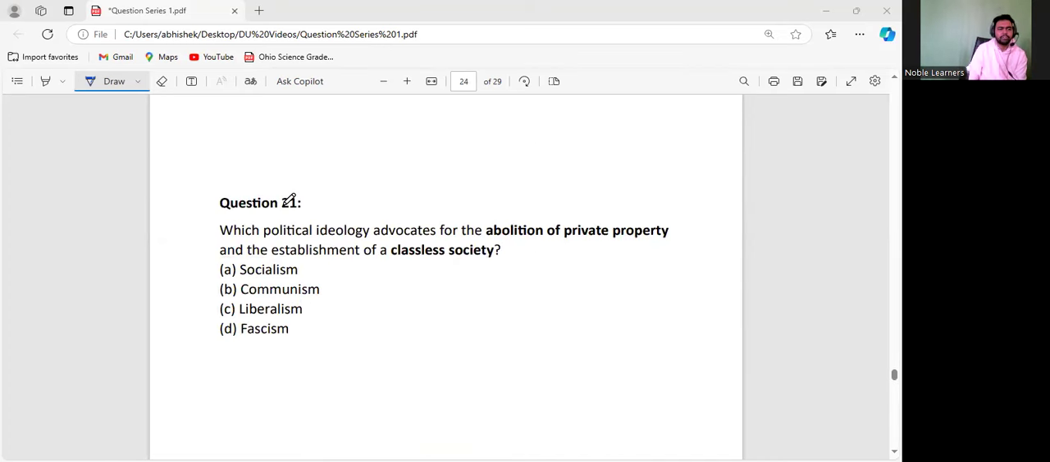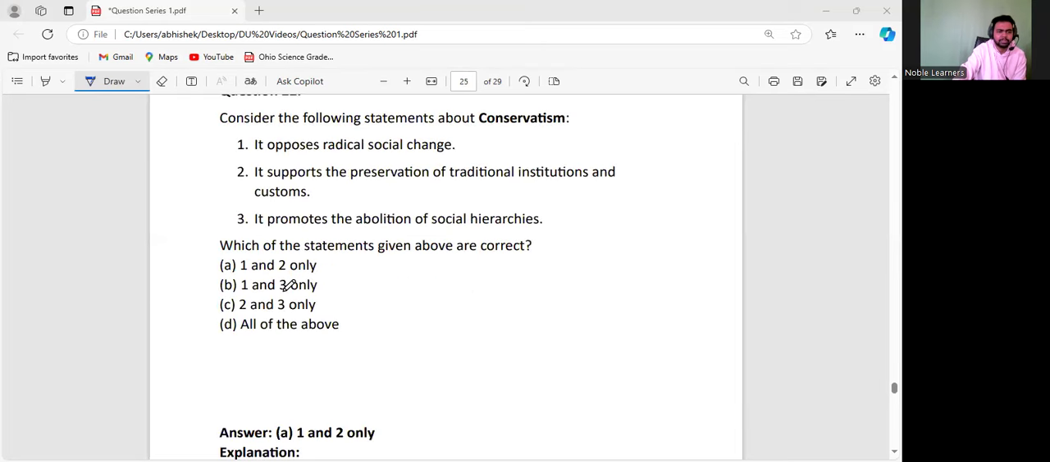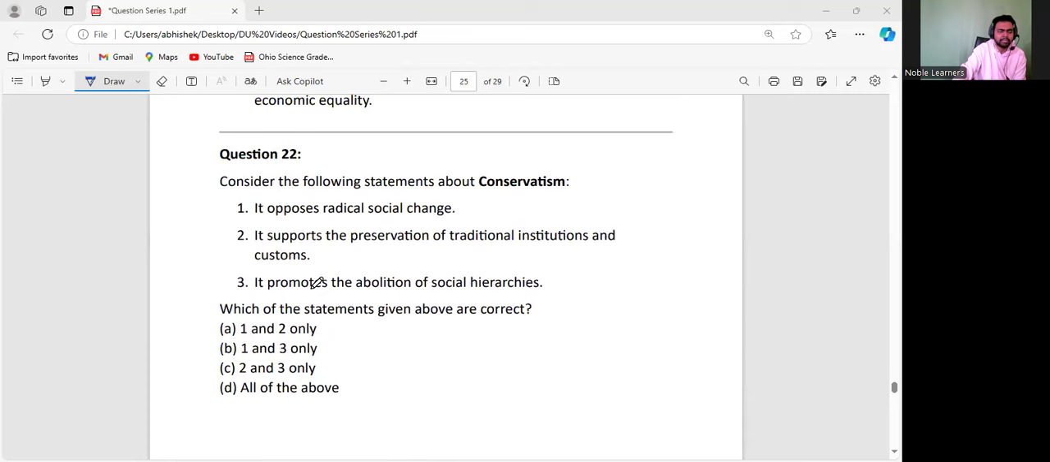Question 21. Which of the following political ideologies advocates the abolition of private property and establishment of the classless society? It's obviously communism. That's a very simple question. Let us understand conservatism again. Consider the following statements about conservatism. It opposes radical social change. It supports the preservation of traditional institutions and customs. It promotes the abolition of social hierarchy.